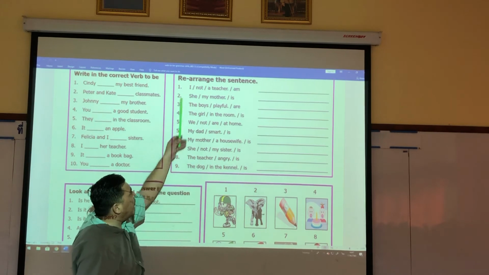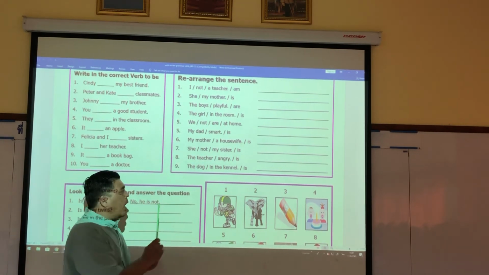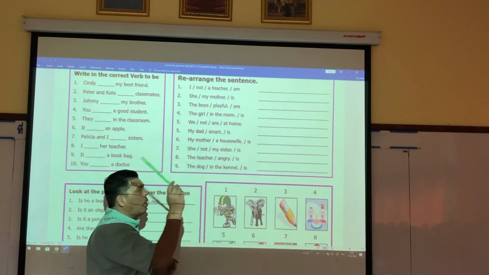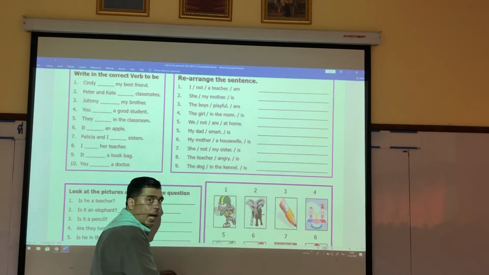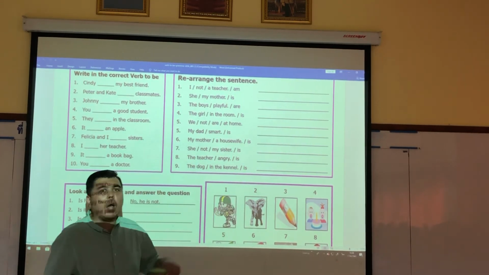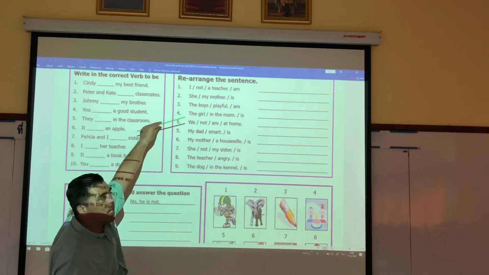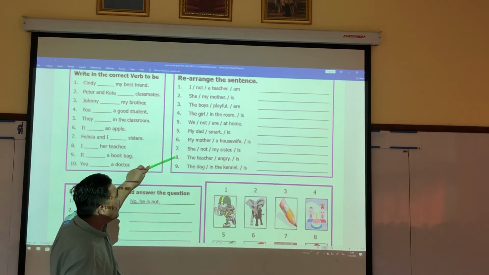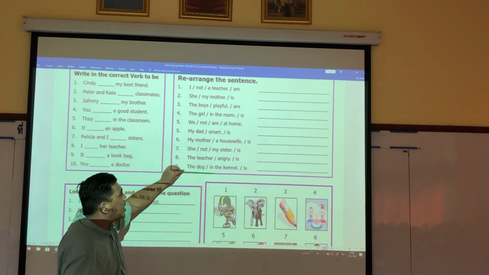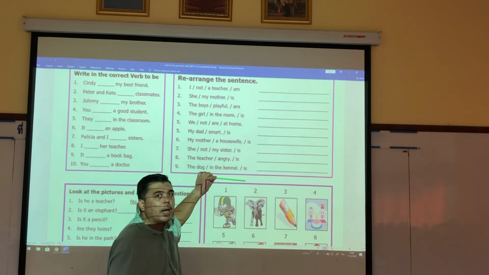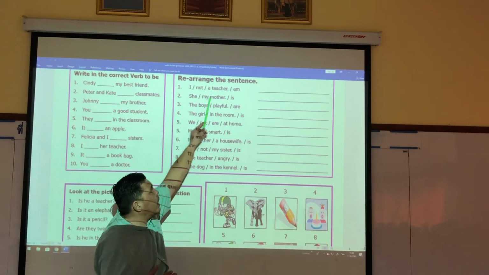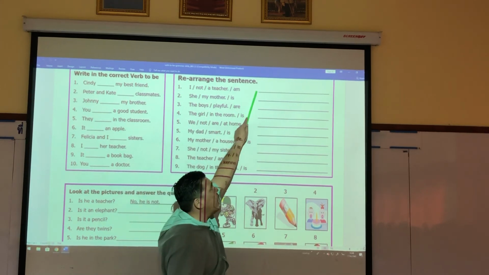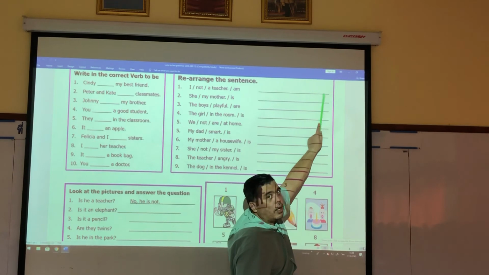So, let's look at number 8. The dog, in the kennel, full stop, is. I want you to rearrange the sentences, number 1 to 10. There are 10 sentences here. Fill them in using the clues given. Remember, capital letter and full stop.